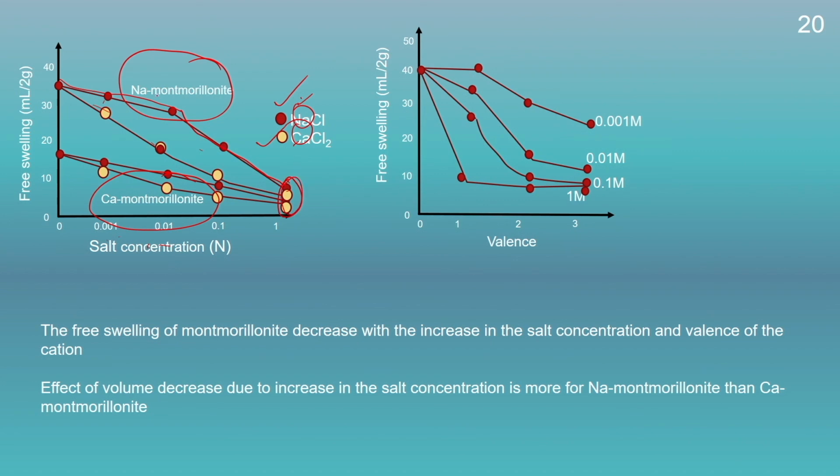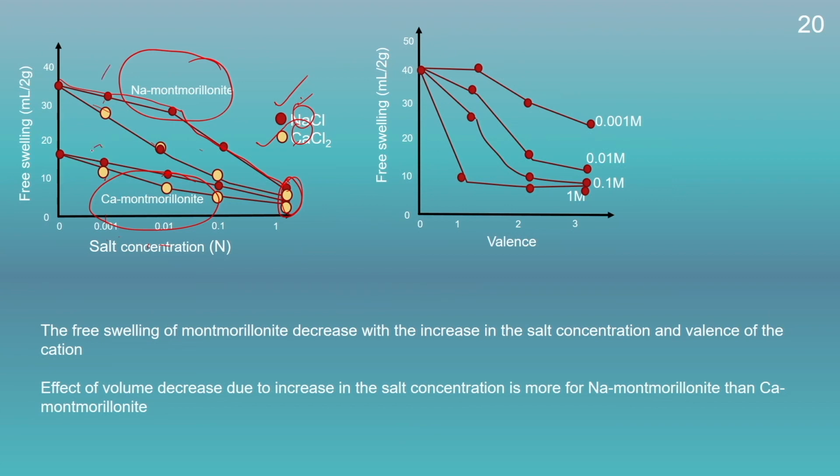Now, if we compare with the calcium montmorillonite, for the same salt and same concentration, the sodium montmorillonite will have a higher value of swelling capacity in comparison to the calcium montmorillonite. This is because of the divalent nature of this cation, which will be attracted very strongly to the clay particles in comparison to the sodium montmorillonite.